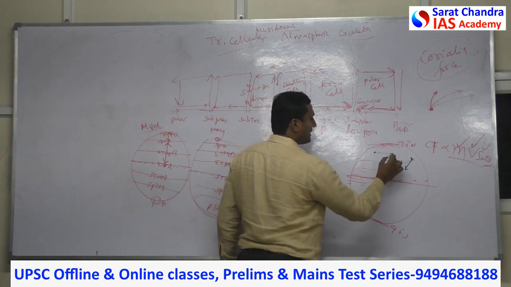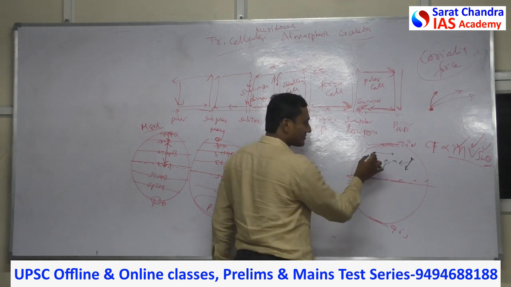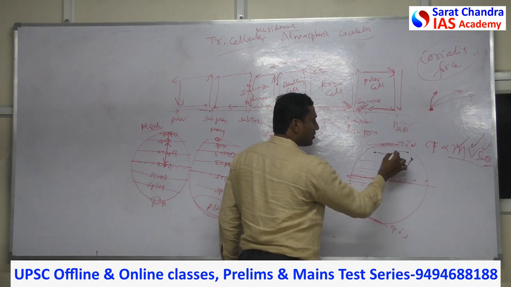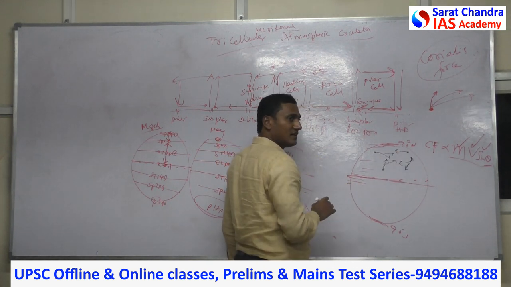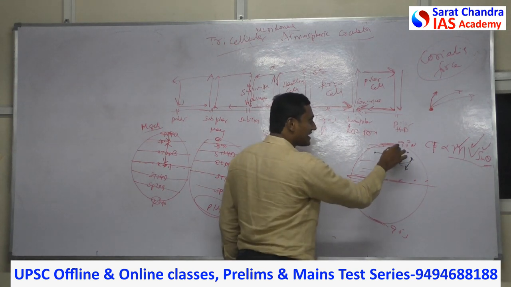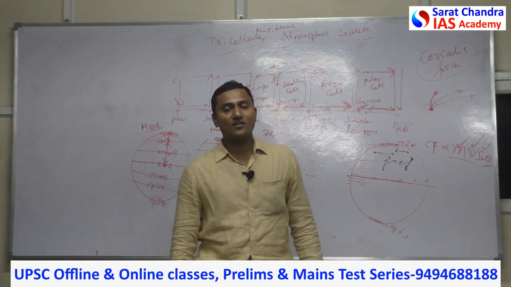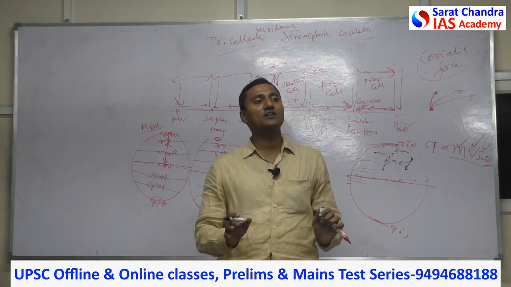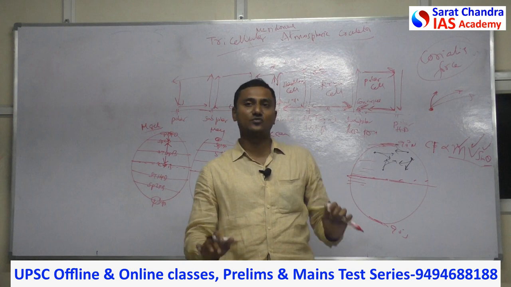Now, one wind wants to go like this. It will move towards its right hand side. For example, one wind wants to go like this. What is its right hand side? Up or down? It will move like this. You understand? So in the northern hemisphere, any moving object will move towards its right hand side. That is called Coriolis force.